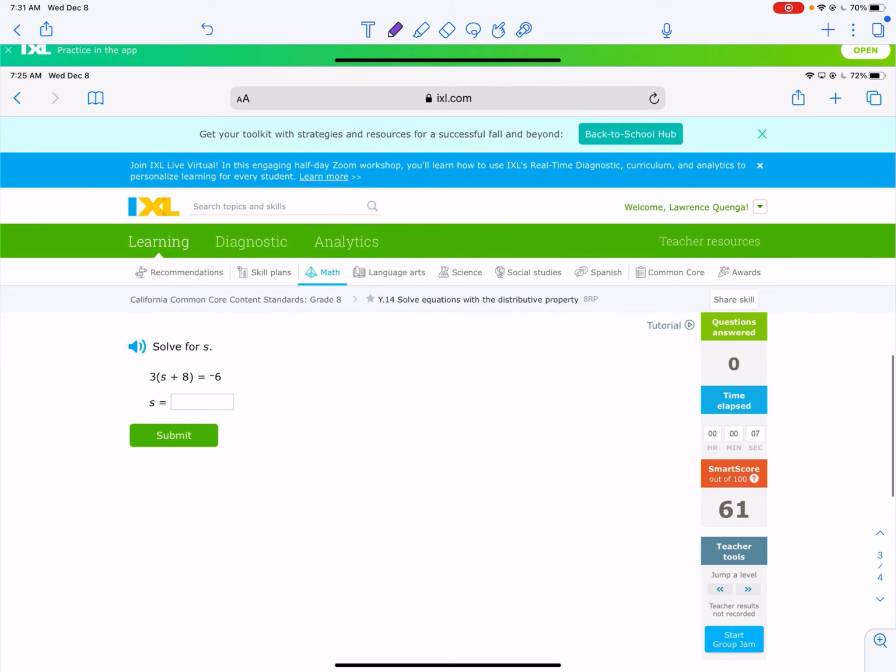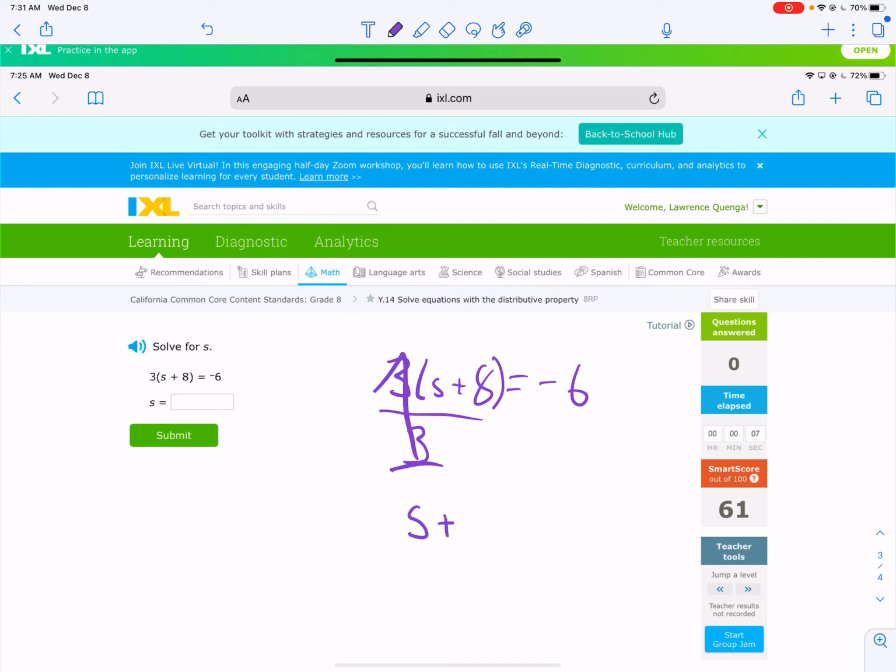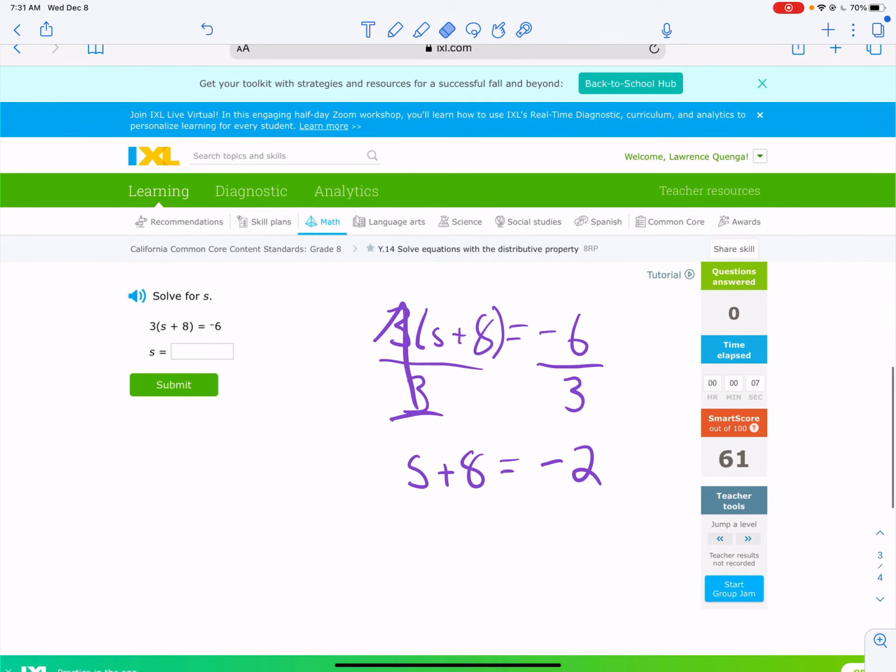All right, this one is actually a little bit easier than that one, I would say. We have 3 multiplied by the quantity (s plus 8). So I'll divide by 3, and all I'm left with is s plus 8 on the left side. What I do to one side, I've got to do to the other. Negative 6 divided by 3 is negative 2. And now I will just subtract 8 on both sides to get that s by itself. Negative 2 minus 8 is negative 10. That's your answer. Not too bad.